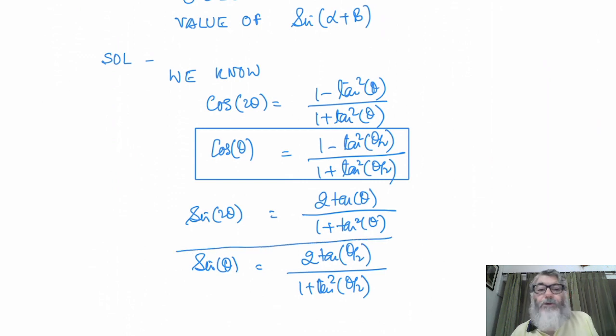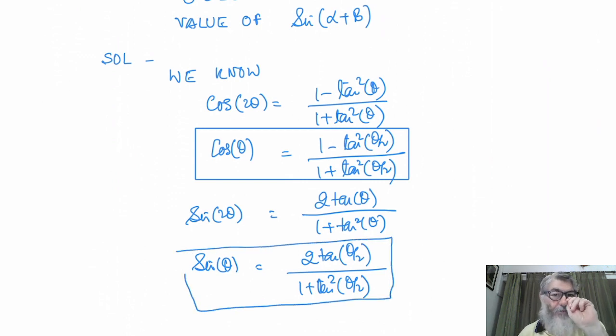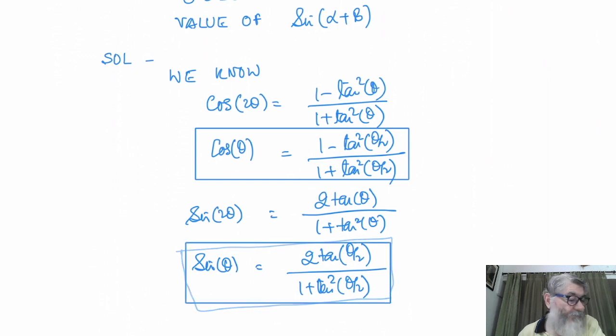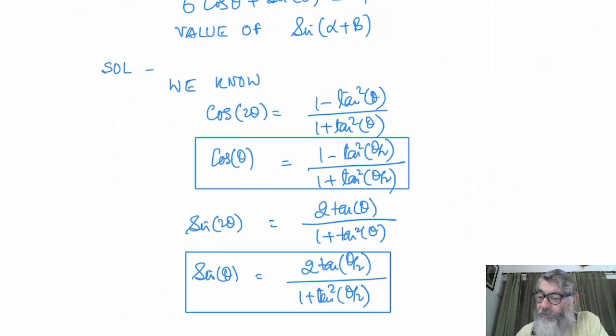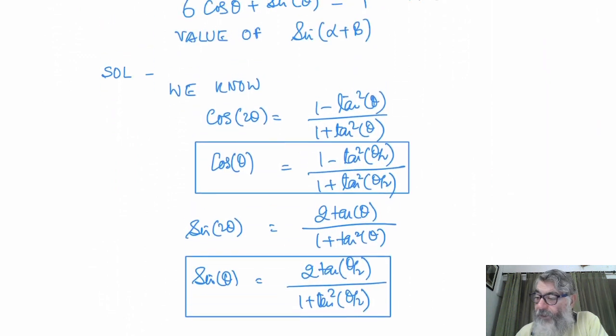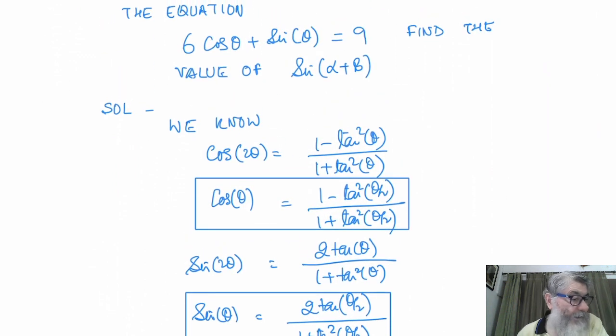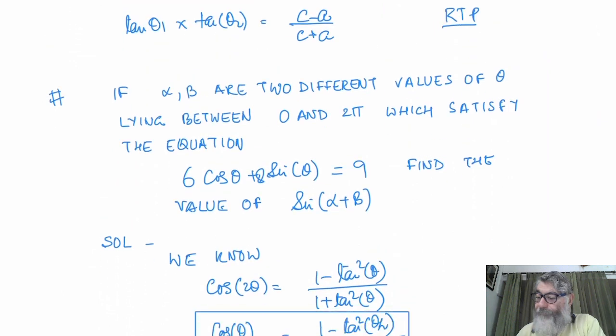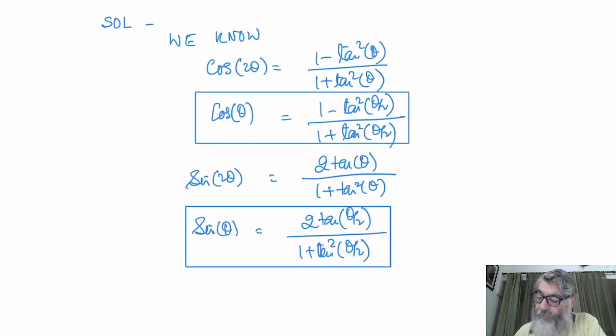Again, we are going to put these values into the first expression, the question. Like it was 6 cos theta plus 8 sin theta. So 6 from the question, we'll write 6 cos theta.